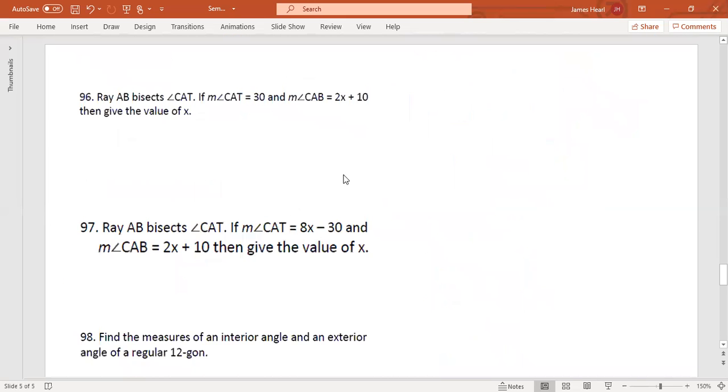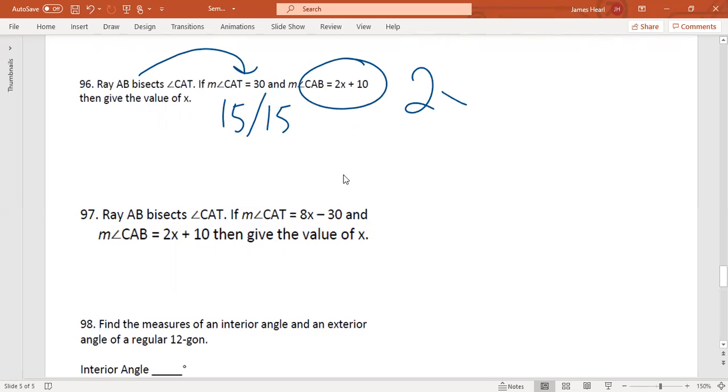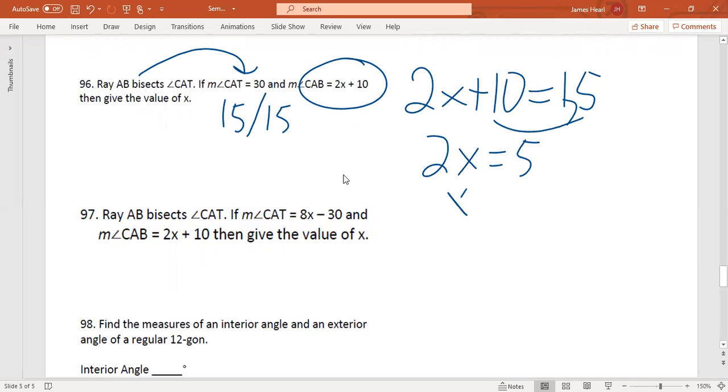All right, 96 here. We have a ray that intersects an angle, and then we're asked to figure out the value of x. Well, let's use bisect to our advantage. The angle CAT is 30, but it's been bisected, so we have two 15s. And now we can actually use the angle we're given. So 2x plus 10 must be one of the 15-degree angles. If we subtract the 10 off, we get the 2x is equal to 5. Divide out the 2, x must be 2.5.